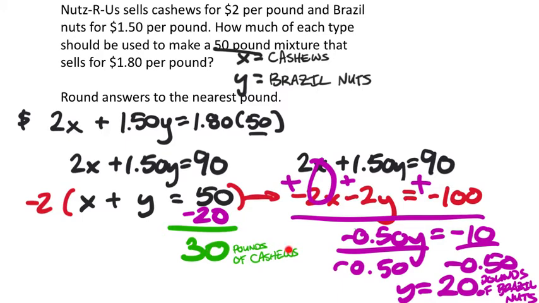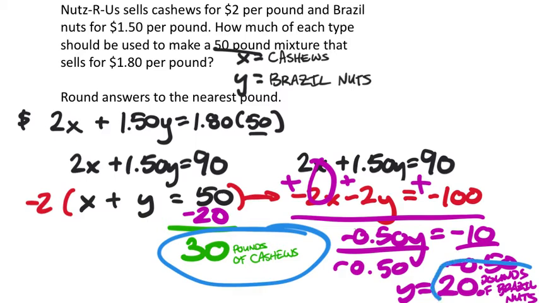All right, so let's check. Yeah, 30 plus 20, that's going to be the 50 pounds. How about 2 times the cashews? That'd be 2 times 30, so that's $60 from the cashews, plus 20 times 1.5, which is $30. And yeah, that'll end up being 90 right there. So both conditions are met, the number of pounds and also the cost.